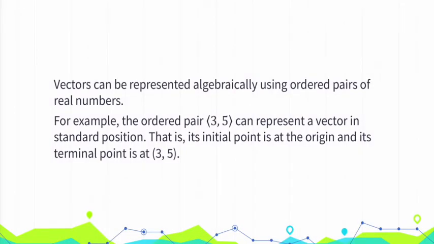Vectors can be represented algebraically using ordered pairs of real numbers. For example, the ordered pair 3, 5 can represent a vector in standard position. That is, its initial point is at the origin and its terminal point is at 3, 5. So in my terribly drawn coordinate plane here, the initial point is at the origin, and the terminal point is over 3 and up 5, and so this would be the vector.